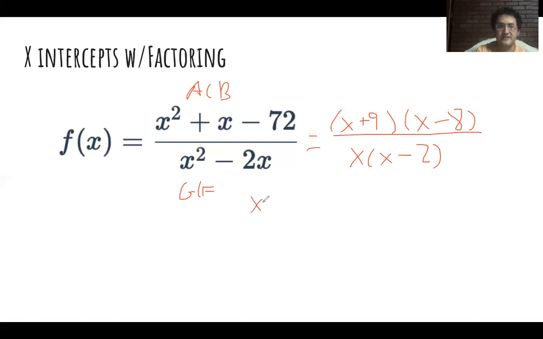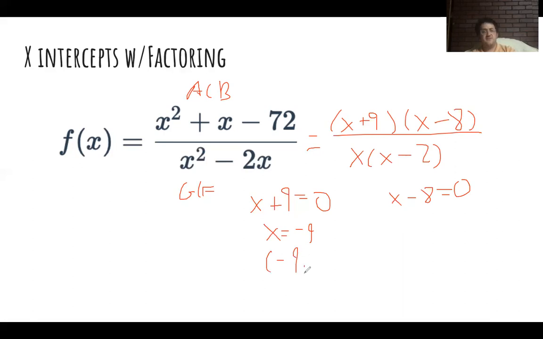So I'm going to say that x plus 9 equals 0. And x minus 8 equals 0. That makes x equal negative 9, giving us the coordinate negative 9 comma 0. And this is going to give us x equals 8, giving the coordinate 8 comma 0. And that's how I can find my x-intercepts.